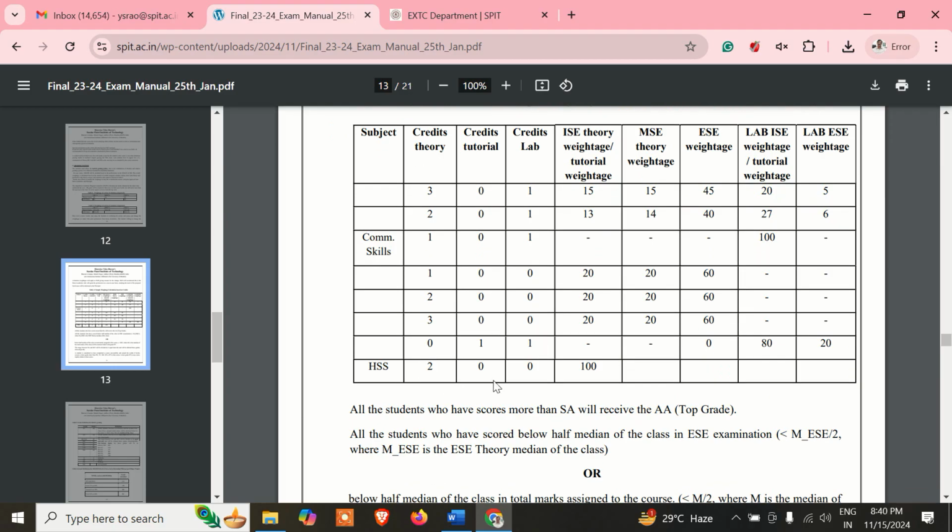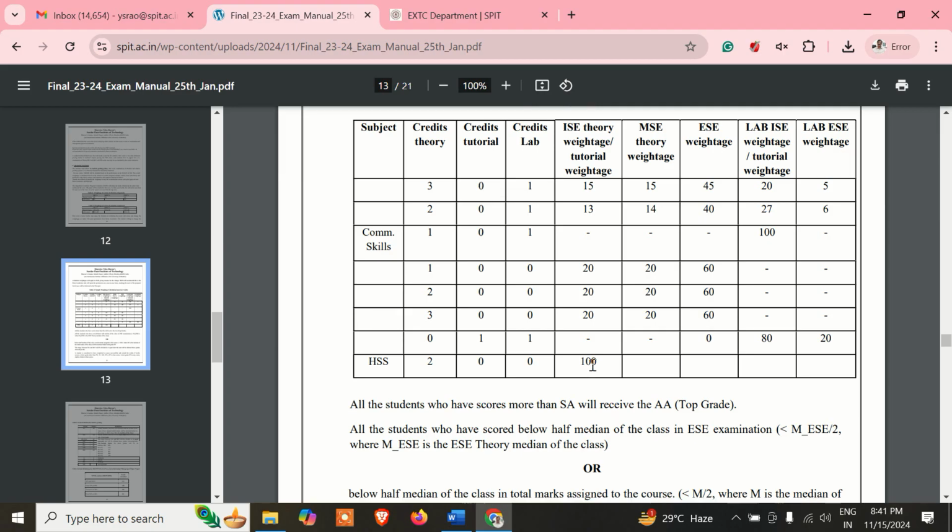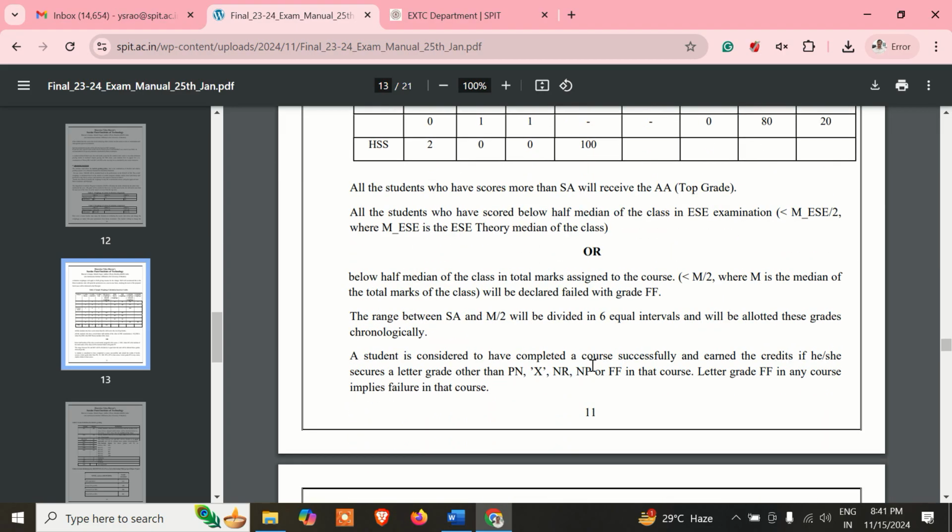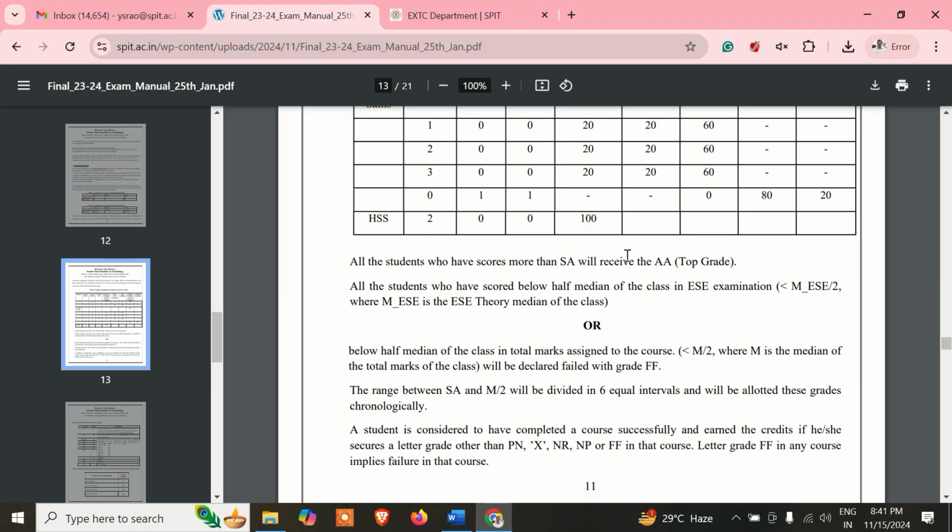For an HSS course, this is not applicable. It has a different grading system because you do not have any MSE, ESE. It may be based on the assessment. And now the final grade. The AA grade, the top grade, is a relative grading. Even the bottom grade is also a relative grading.